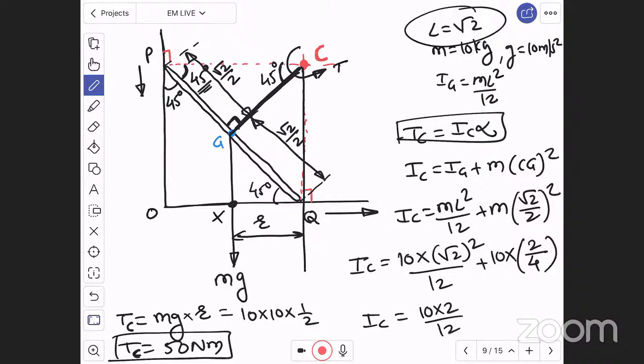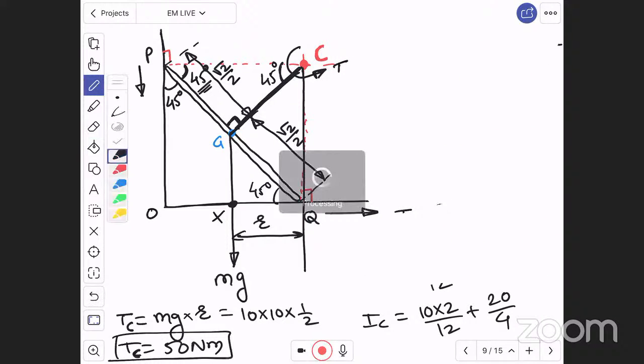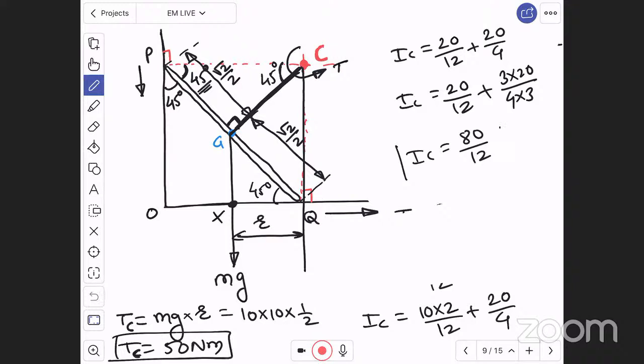10 into 2 divided by 12 plus 10 into 2/4, राइट। तो जो कुछ आएगा, रिजल्ट कितना आएगा, 20/12 प्लस 20/4। तो IC को थोड़ा लिखता जा रहा हूं मैं, that is IC is equal to 20/12 plus 20/4. तो इसको ऐसे लिख सकते हैं हम 20/12 plus 3 into 20 divided by 4 into 3, 3 will get cancelled, therefore IC will be equal to 20 plus 60, 80/12, right? IC is 80/12 kg meter square, right?